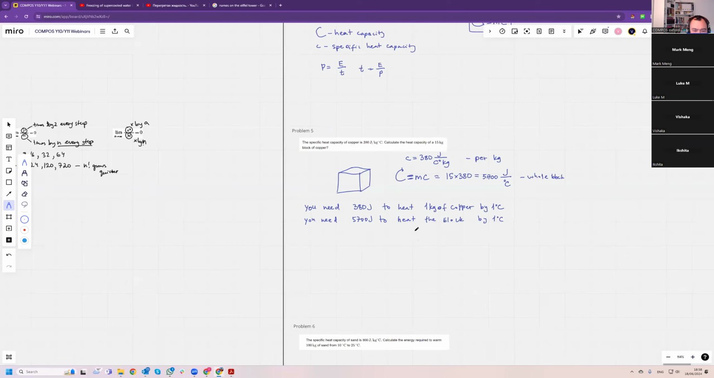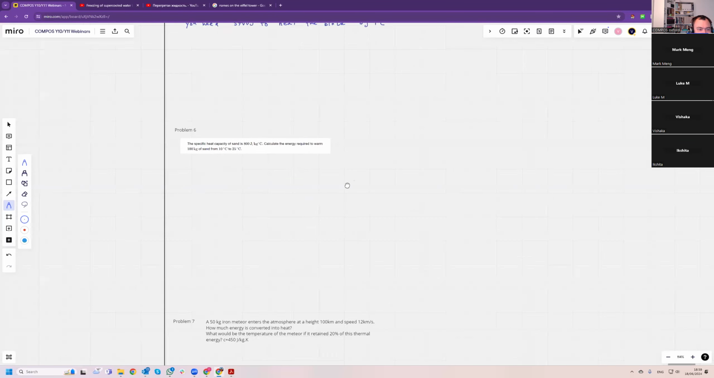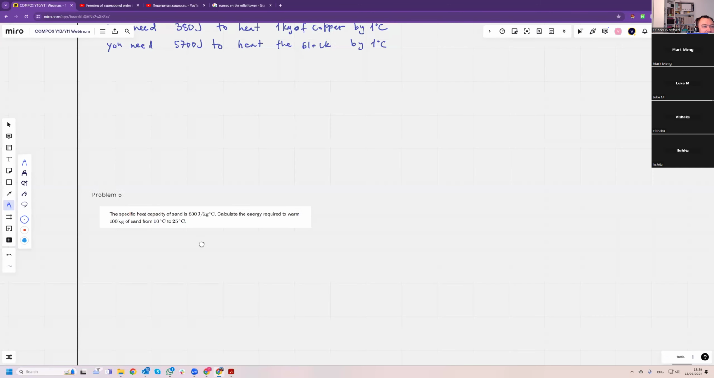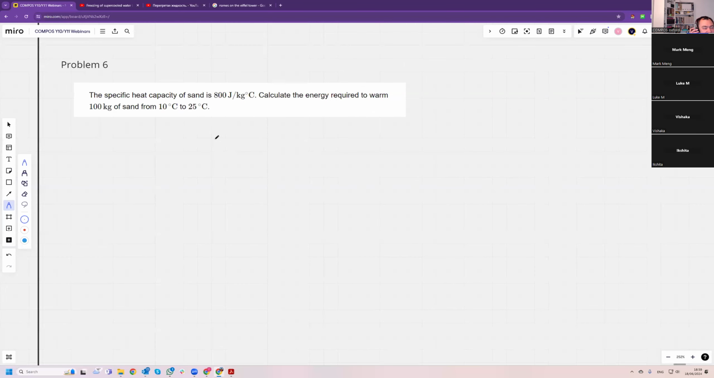Okay. We're getting to the interesting parts. Specific heat capacity of sand is 800 joules per kilogram per Celsius. Calculate the energy required to warm 100 kilograms of sand from 10 to 25. It's a straightforward calculation here as well. So we just need to use the formula. The energy supplied, the heat, is Cm delta T.